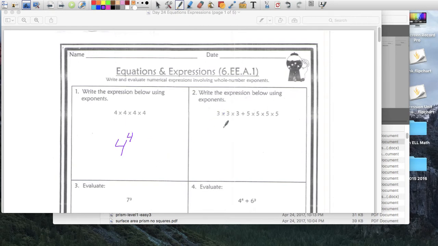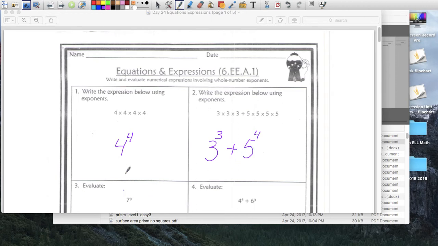Write the expression below using exponents. So this would be 3 being multiplied by itself 3 times, and then we're adding that to 5 being multiplied by itself 4 times. Okay, we're not evaluating, we're just rewriting that expression using exponents, making it shorter, right?